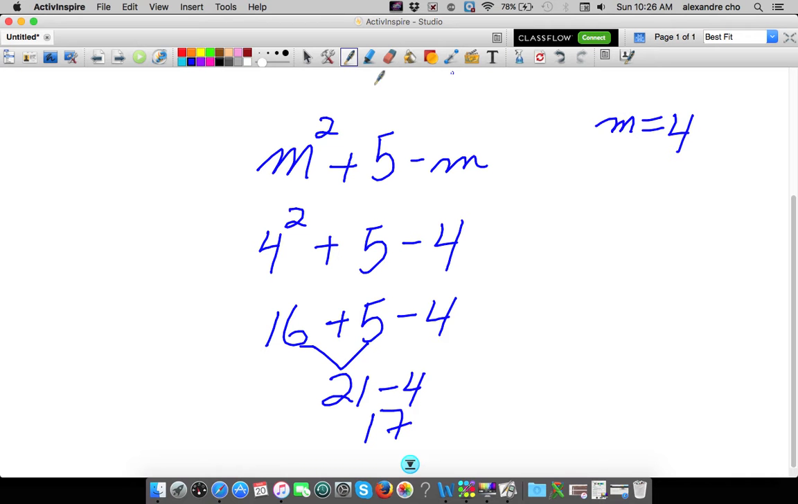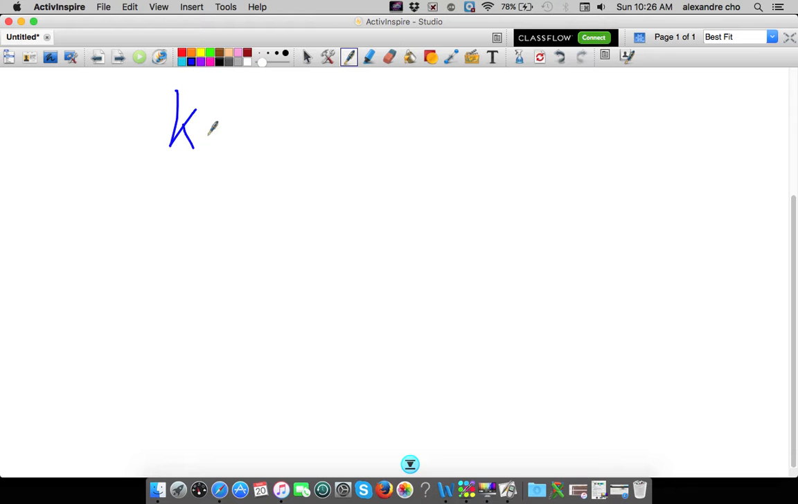7. Graph the inequality k less than or equal to 4 on a number line. What are 3 possible solutions? Well, alright, so I'm looking for a number that can be less than 4 or equal to 4.